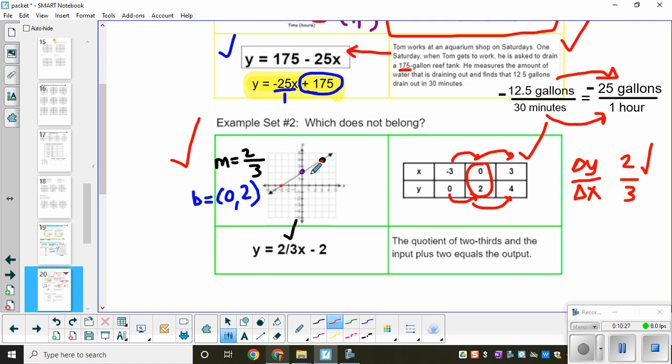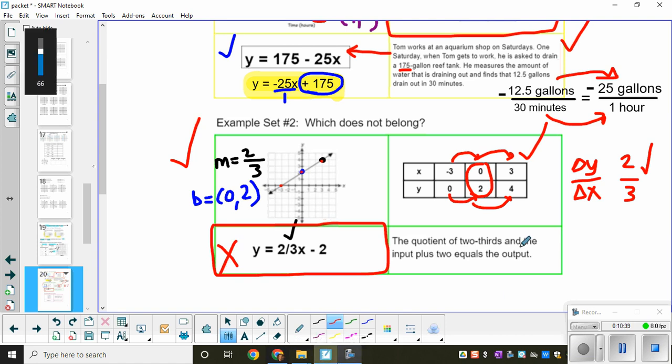The y-intercept is the same. So these things are definitely matching up. And it looks like this equation right here is going to be the oddball. Okay, the equation this time does not match up. Now let's look over here and make sure we're okay with the wording, and that it does in fact match up with these top two things.